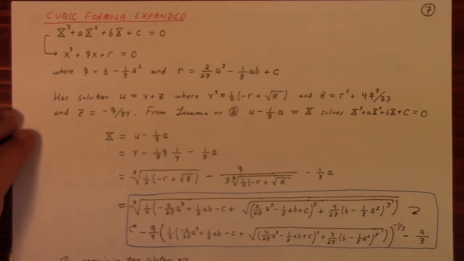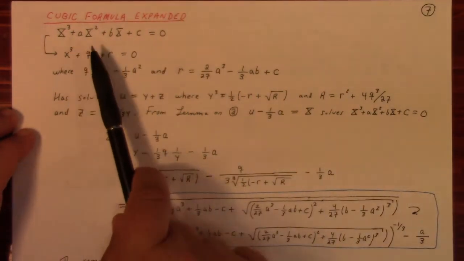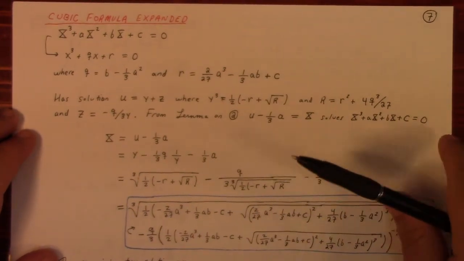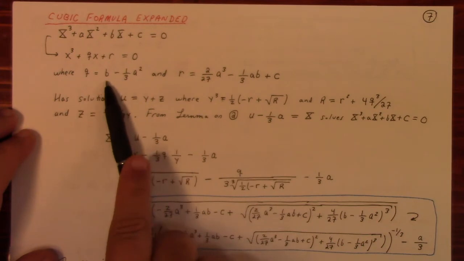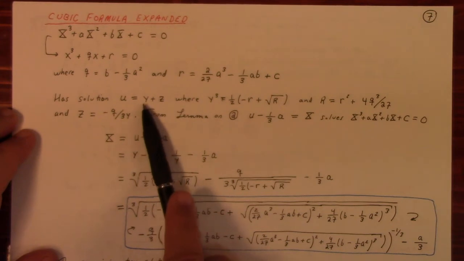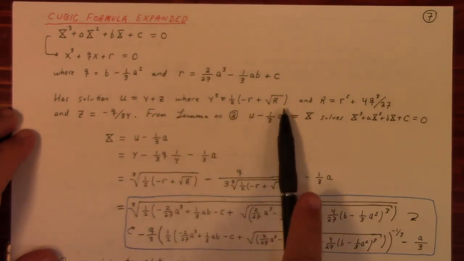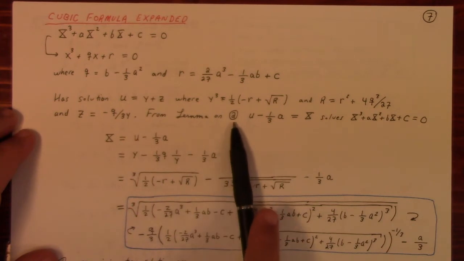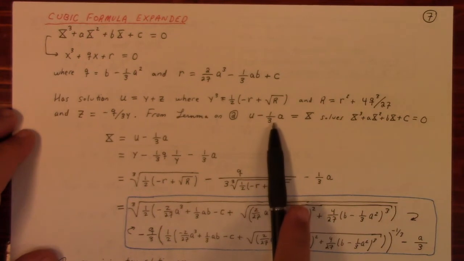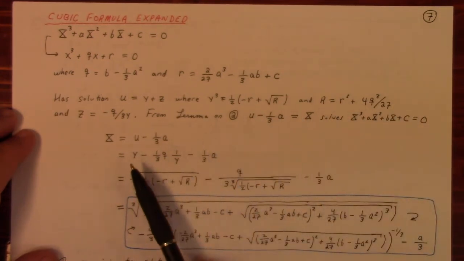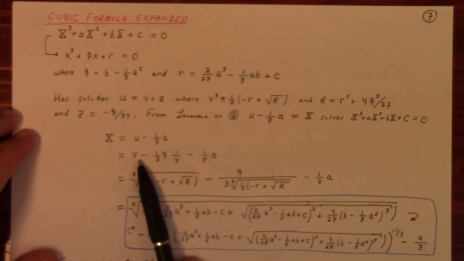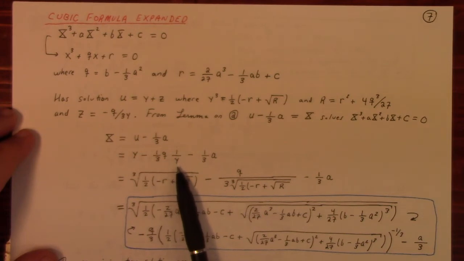Here it is. If I have this cubic, then I depress that thing to this. Well, we figured out that the q is this and the r is that. And we figured out the solution y plus z, where y cubed solves that, and r is that. And then from lemma 2, we know that u minus 1/3 a is actually the solution to the big X problem, right? And so we have x is equal to u minus 1/3 a, where u is y plus z, which is y minus 1/3 q over y.